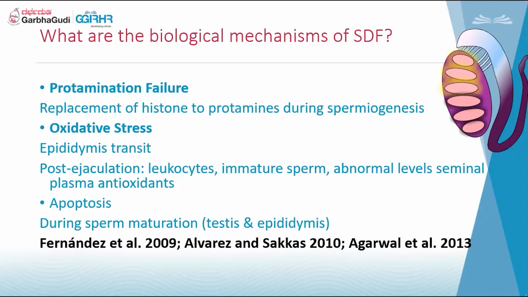And next is oxidative stress. While going from the rete testis to the epididymis, when sperm is going through the channel, at that time it can get damaged because of stress or anything. Then post ejaculation, if there are leukocytes, immature sperm cells, abnormal levels of seminal plasma antioxidants, apoptosis, and any abnormality during sperm maturation in the testis or epididymis, all these could affect.